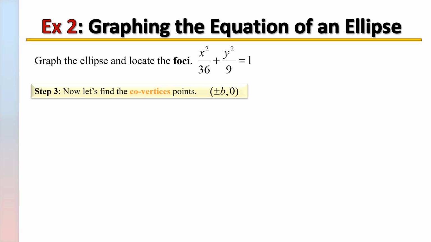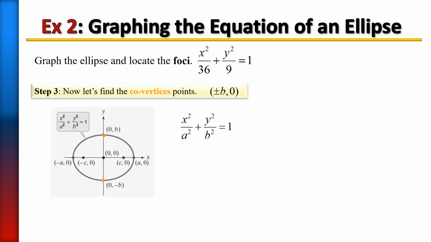Next, let's find the covertices. The covertices are located at 0, plus or minus b. So all we need to do is look at the denominator to see that b squared equals 9. To solve for b, take the square root of both sides, and b is plus or minus 3. So our covertices are located at 0, 3, and 0, negative 3.